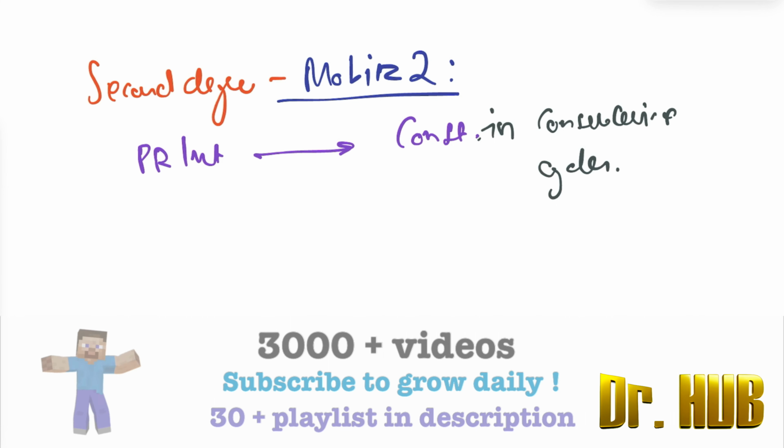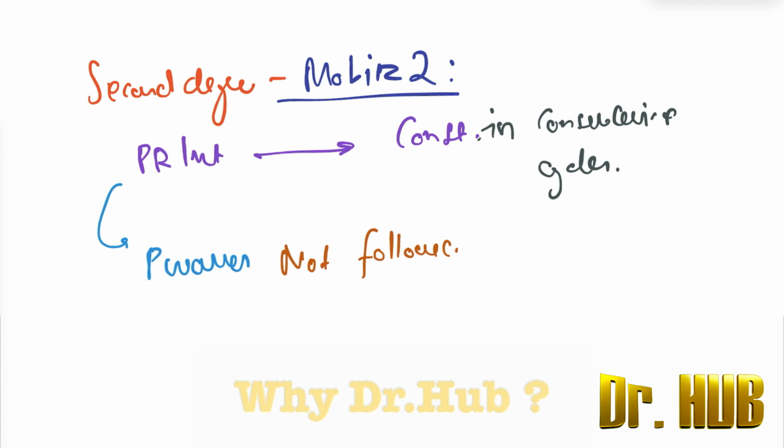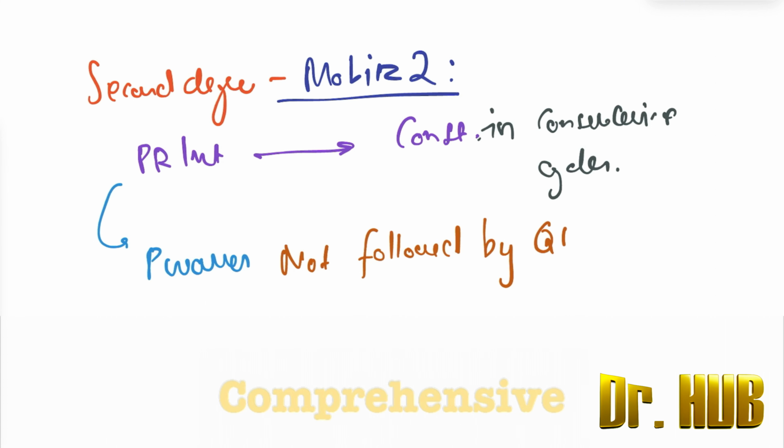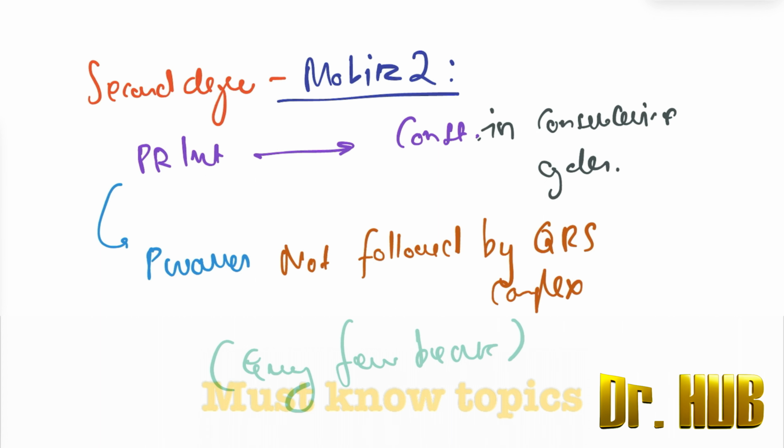Then we have the P waves. If you see, the P wave is not followed by the QRS complex, and this is seen every few beats.